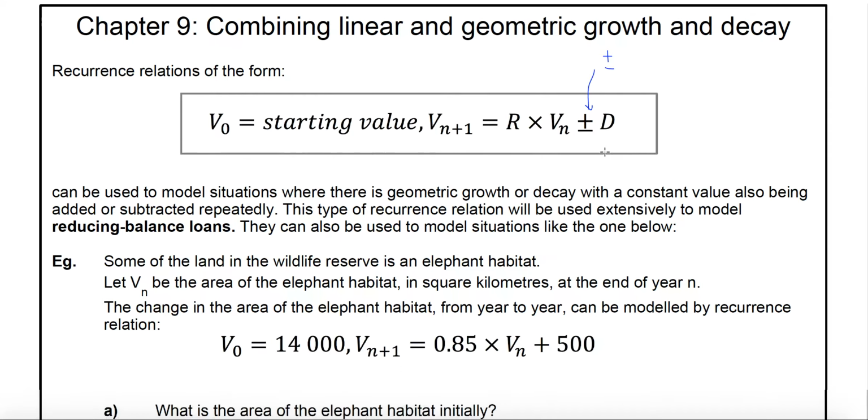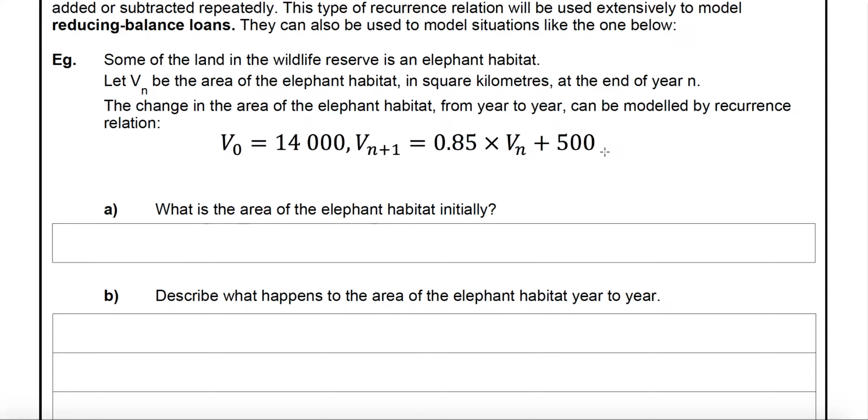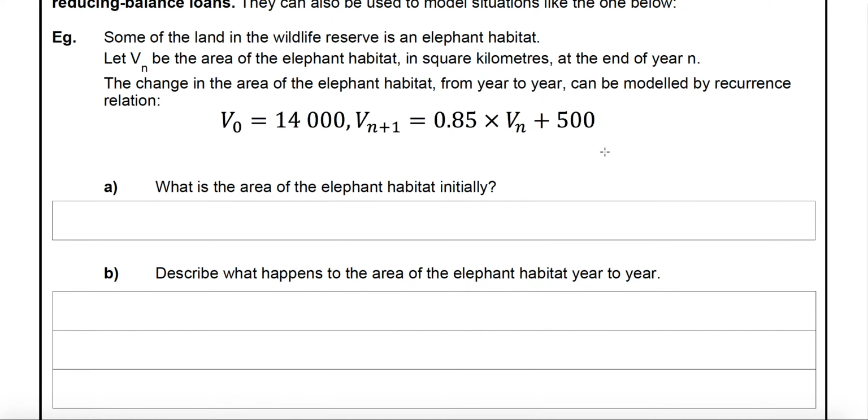So this first example here that I wanted to look at was actually looking at the area of an elephant habitat. And so Vn in this case is going to be equal to that area. And we're going to see that area change over time. The area here is measured in square kilometres. And this is over time, where time is in years. So year is represented by n.